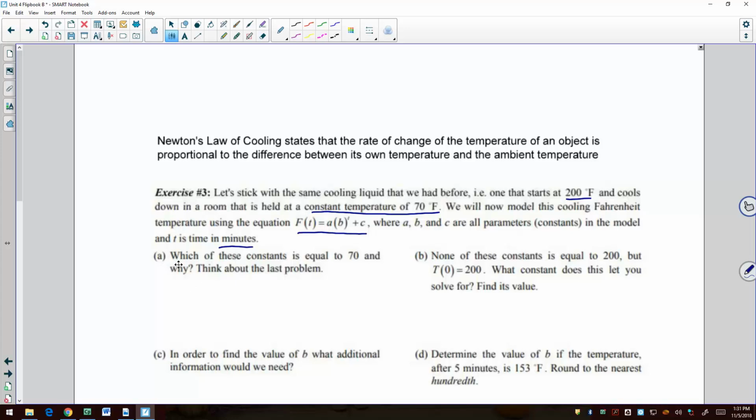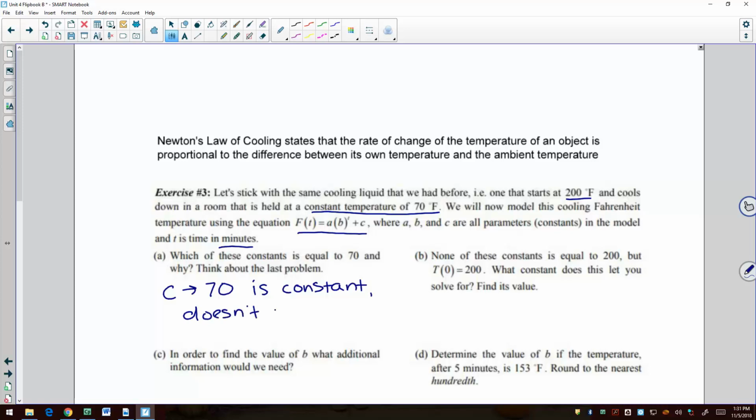Part A says, which of these constants is equal to 70 and why? So 70 in this equation is going to be your C. That is because it is constant and it doesn't change. No matter what temperature the liquid is, it will not change because 70 is the temperature of the room. The room is held at a constant temperature. It's not going to go up, it's not going to go down, no matter what we do to this liquid. So 70 is constant, it won't change.